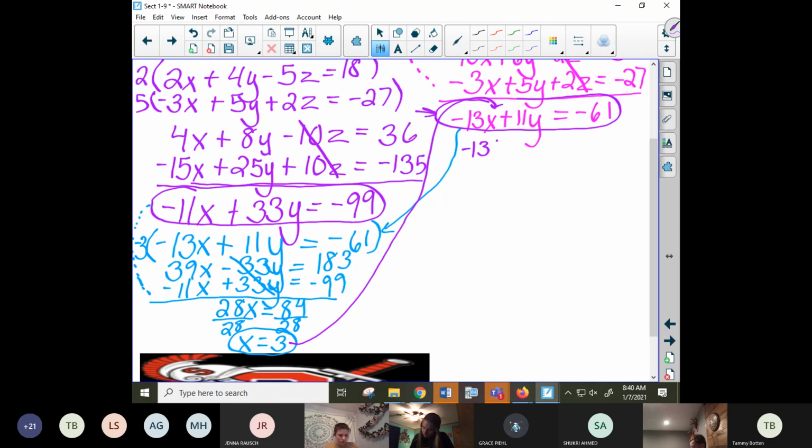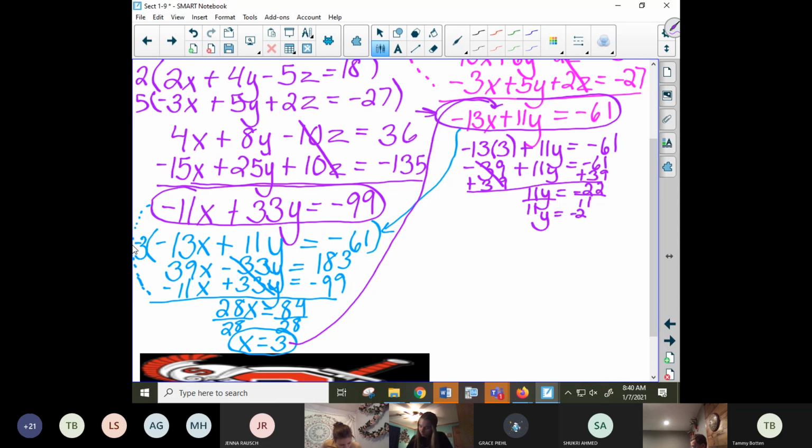So I'd have negative 13 times 3 plus 11y equals negative 61. This is negative 39 plus 11y equals negative 61. Add 39 to bring it over. And I would get 11y equals, let's see, negative 22. Divide by 11, and y is negative 2. Okay, so that is my y.